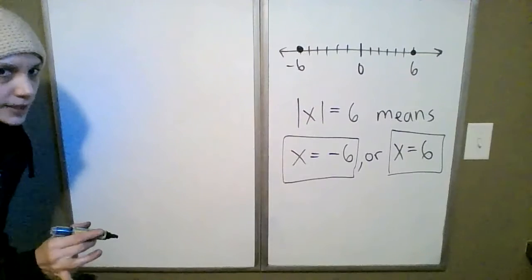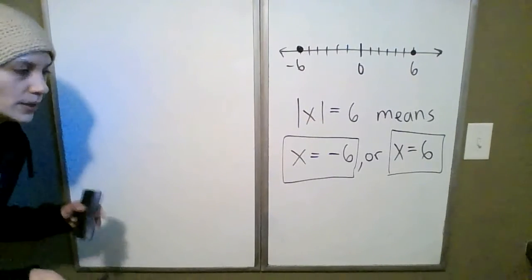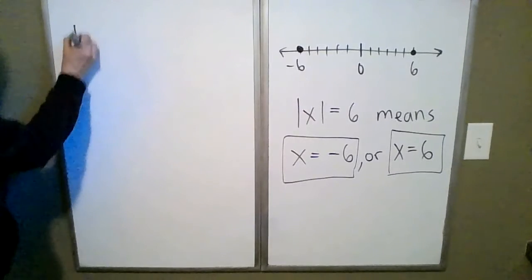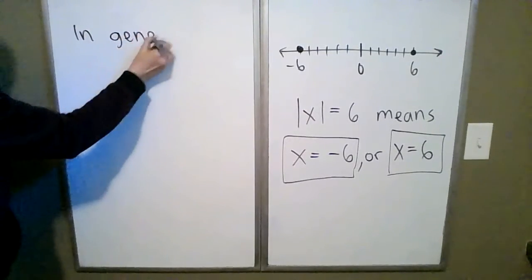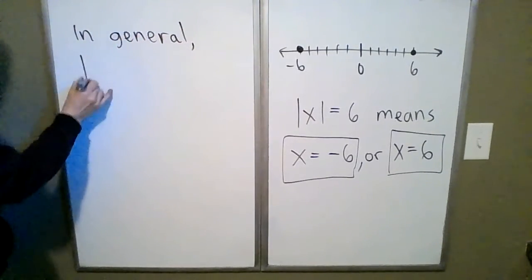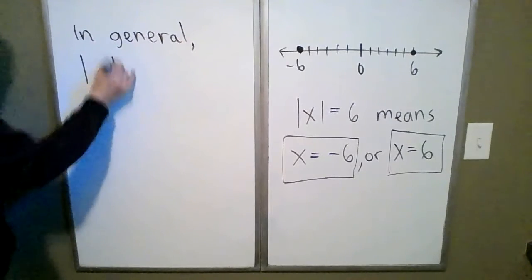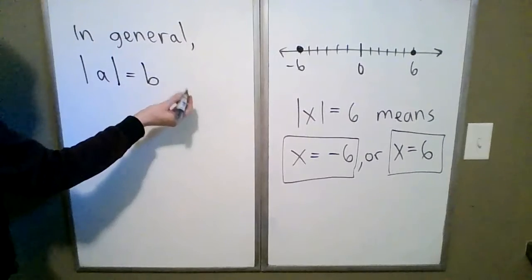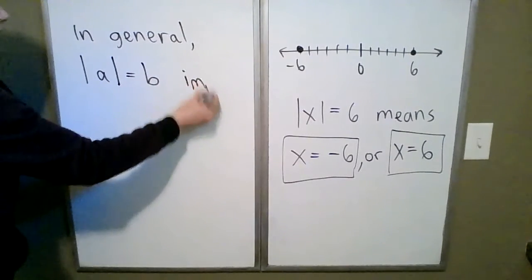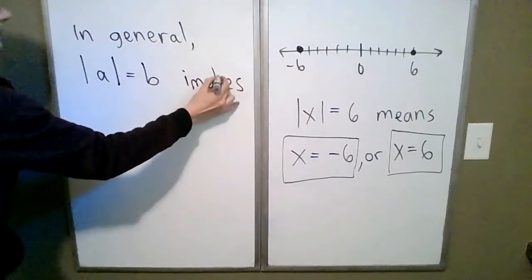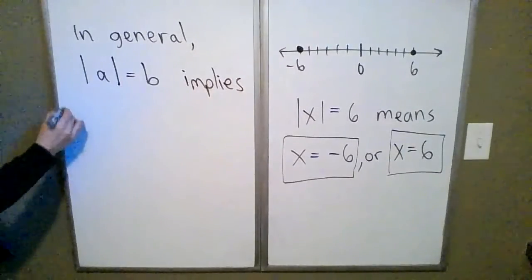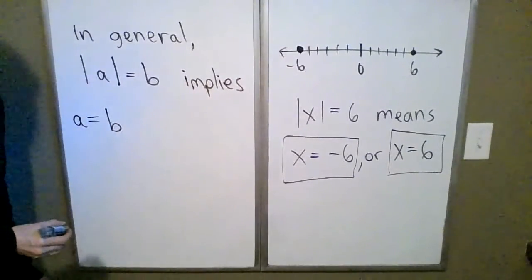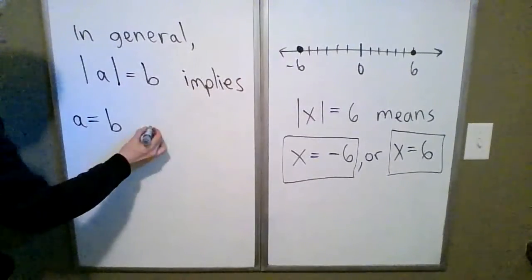So you're usually, most likely, going to be setting up two equations of absolute values. In general, absolute value of A equal to B implies that, or is equivalent to, A is equal to B, or A is equal to negative B.